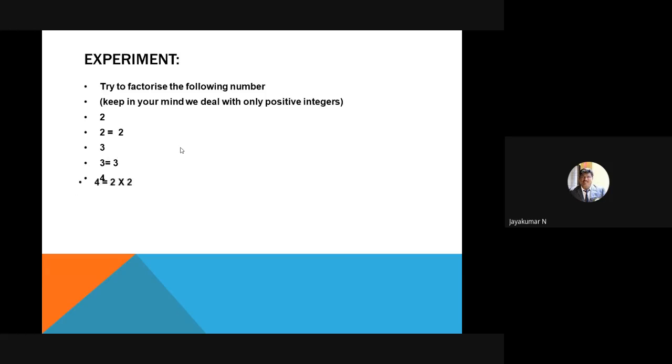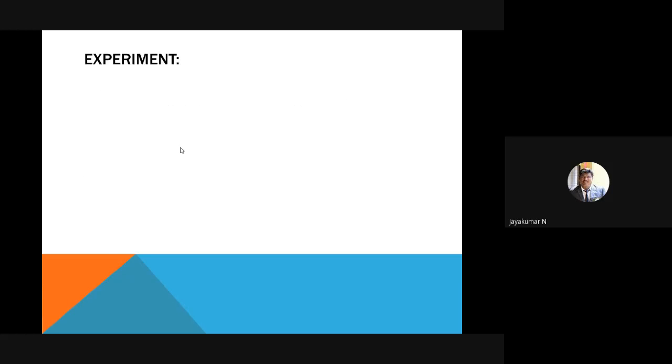Factorization of 4 is 2 into 2, or 1 into 4. I omit 1 and 4 here. So what are the factors of 5? Simply 5, because 5 is a prime number. Similarly, what are the factors of 6? 2 into 3, because 6 is a composite number. Then what are the factors of 7? Simply 7, because 7 is a prime number.